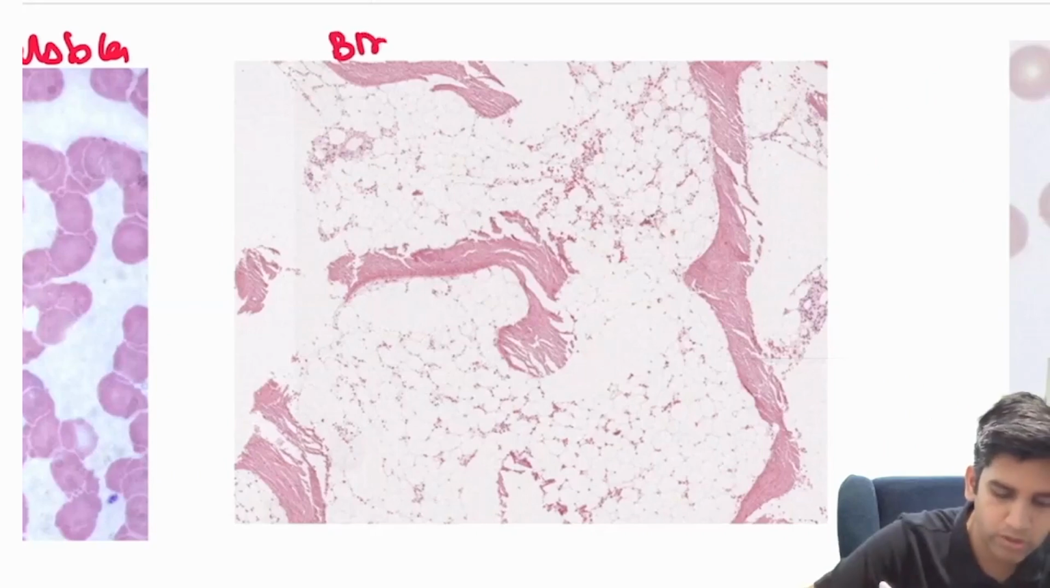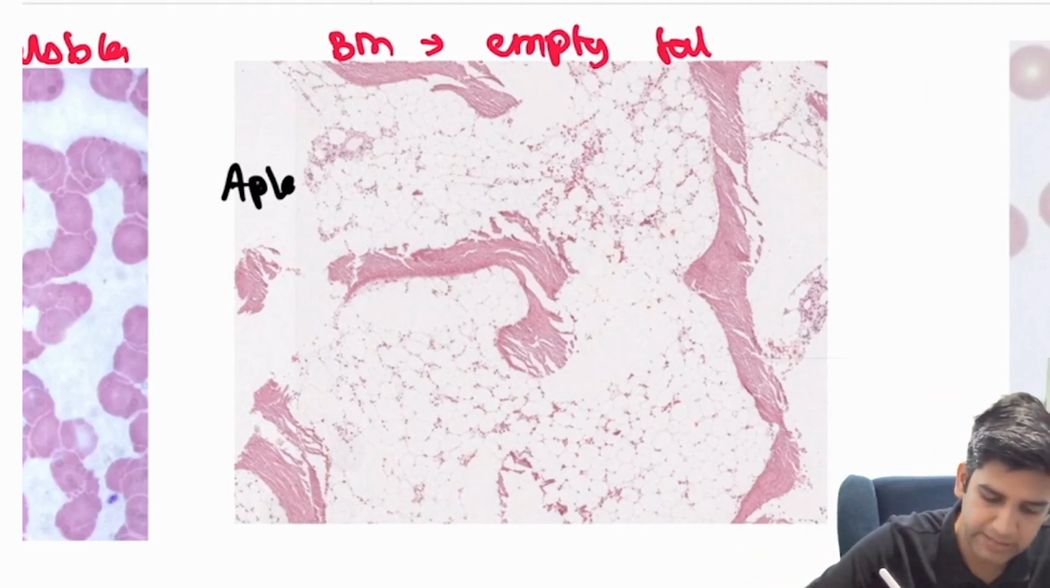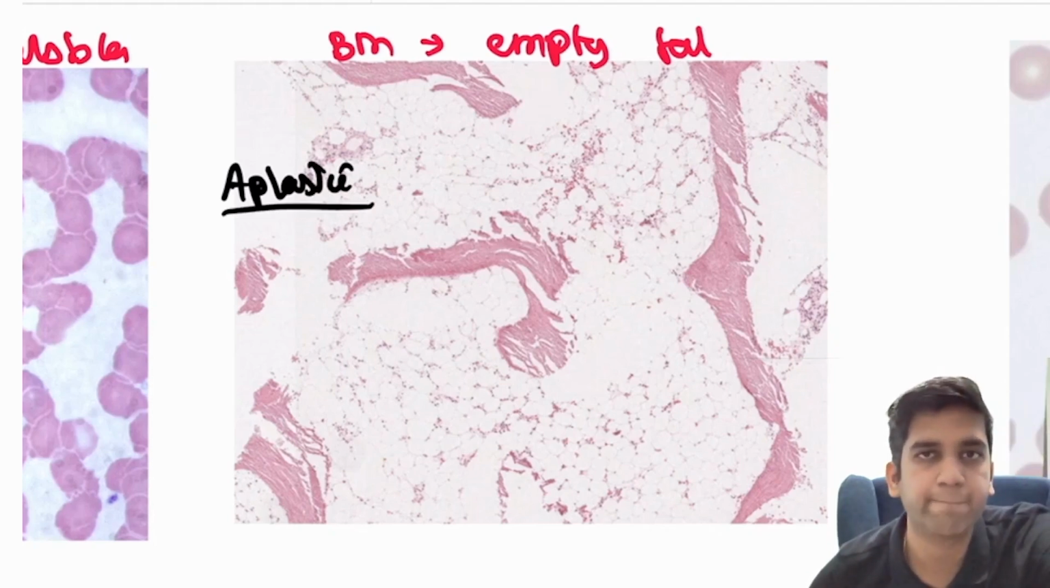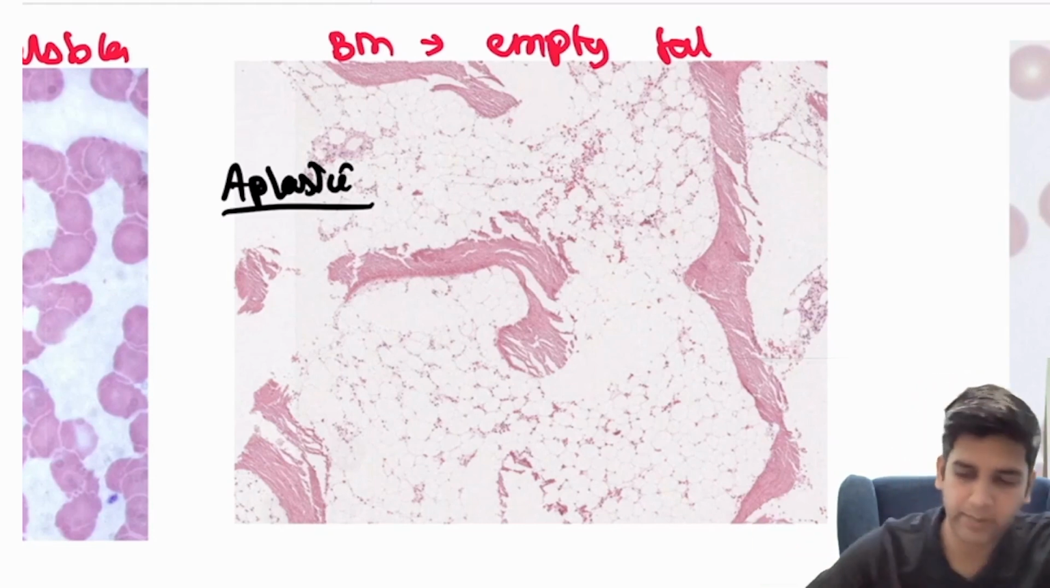A bone marrow with empty fat-filled spaces, which means it's not functioning properly. You think of an aplastic anemia. Perfect. What will happen to the bone marrow aspirate finding? Dry tap. You won't have anything, it will be a dry tap. Again a spotter, again a classical finding of aplastic anemia, right?